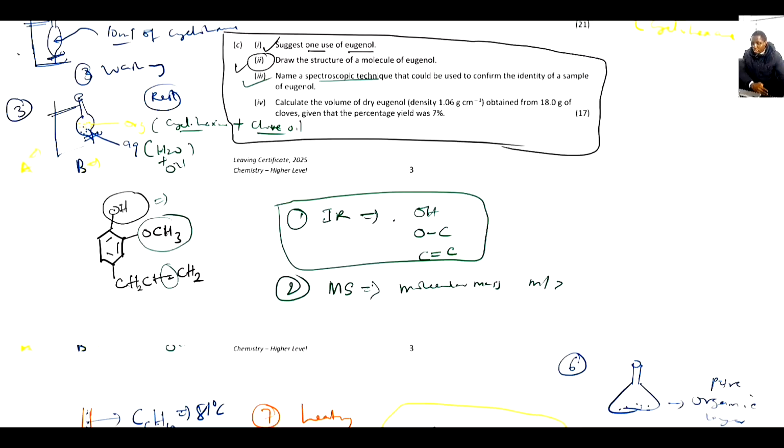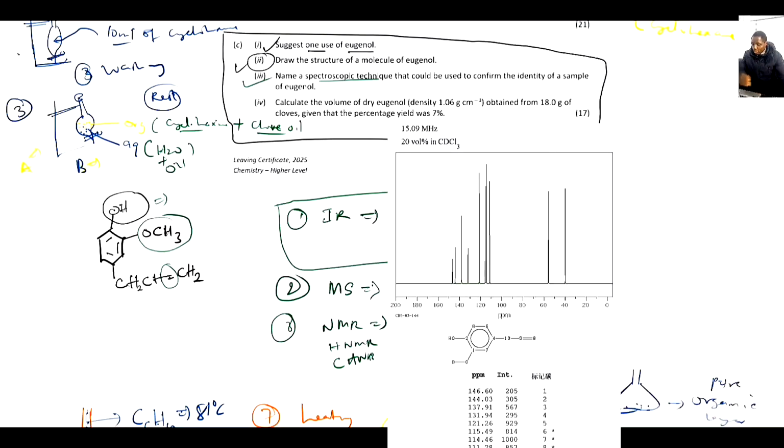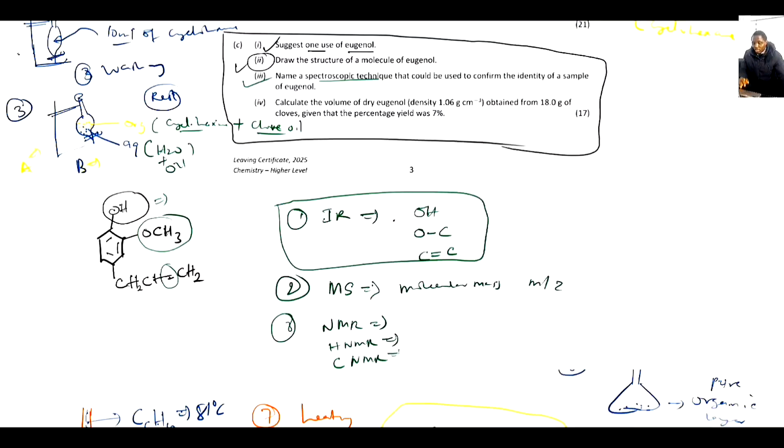Then the next one is that you can also use NMR. We can have HNMR. It depends on the level of confirmation that you need. You have HNMR, and then we have CNMR. We have different types. This one is for proton NMR, the number of hydrogen, and this one is for the number of carbon.